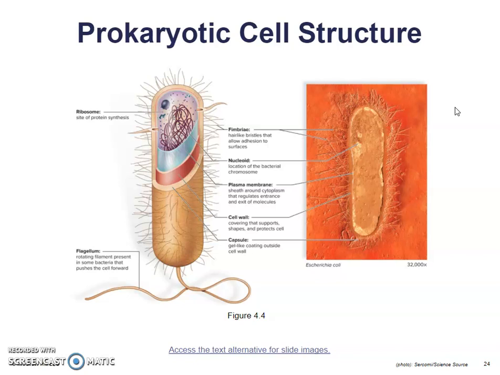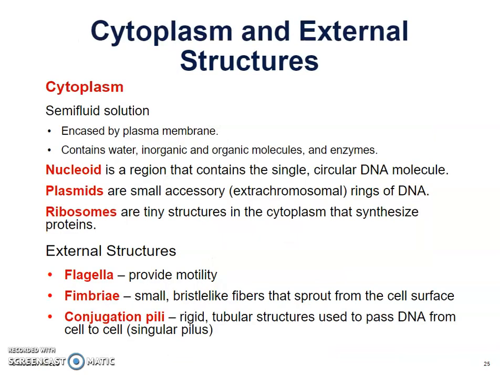Here we have the generalized structure of a prokaryotic cell. We're going to go into more detail about these structures in the following slides. The first we're going to talk about is the cytoplasm. It's a semi-solid solution that is encased by the plasma membrane. It contains water, organic materials, inorganic materials, and enzymes. I kind of compare it to Jell-O.